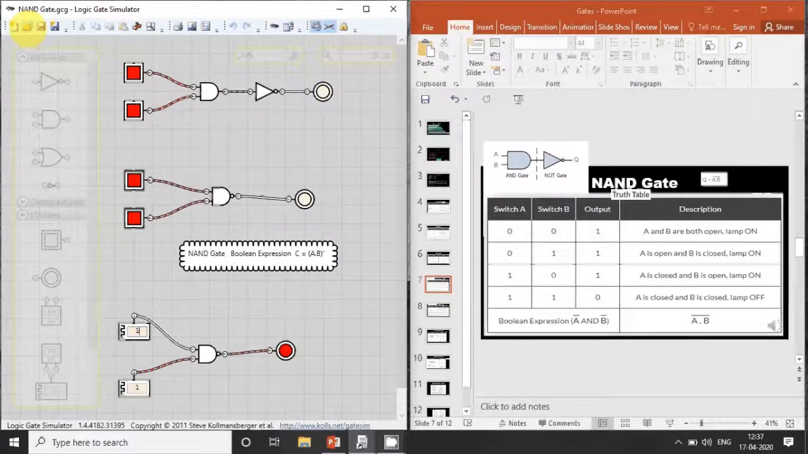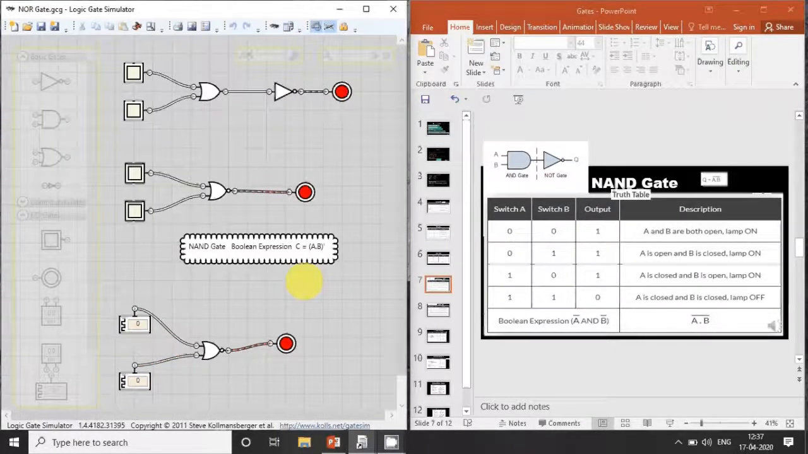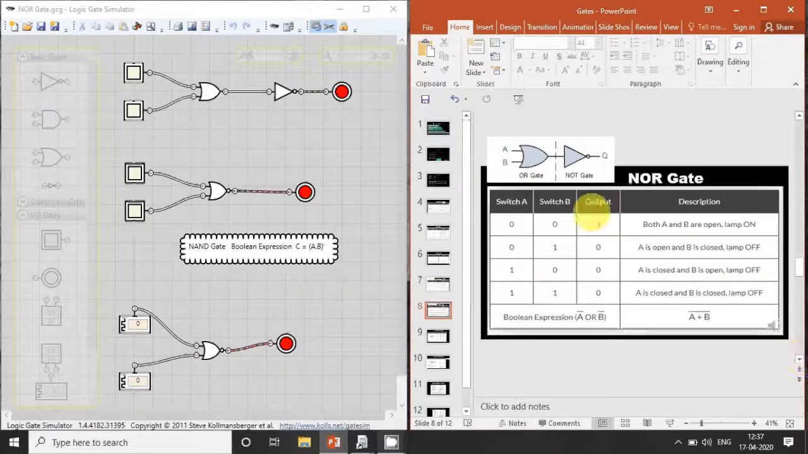Now let us start with another gate, that is the NOR gate. The NOR gate is another universal gate. Now this is the NOR gate. The NOR gate is the combination of OR gate and NOT gate. Now we implement this circuit here. This is the OR gate. This is the NOT gate. Now this is the symbol of a NOR gate, and this is the symbol of a NOR gate.